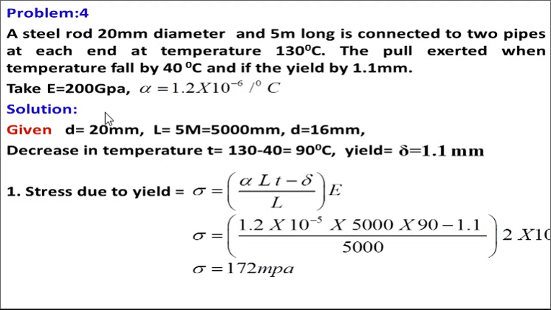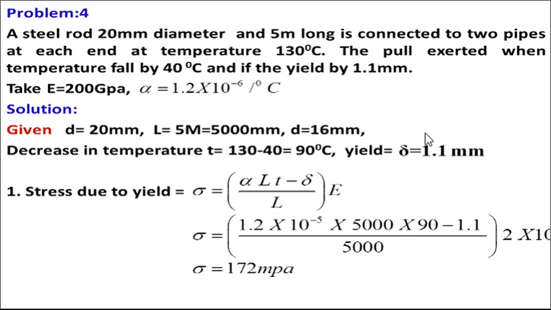So what is given here? Diameter is given, length is 5 meter given, temperature change is given. Okay, 130 degrees Celsius was the temperature and now it is lowered by 40 degrees Celsius, then it is 130 minus 40, 90 degrees Celsius. And yield means what? Permission to deflect, that is 1.1 mm. These are the given things.